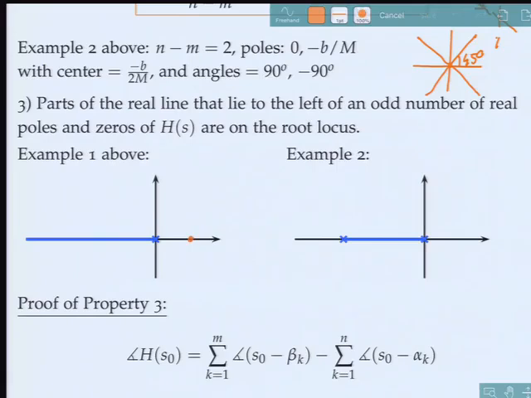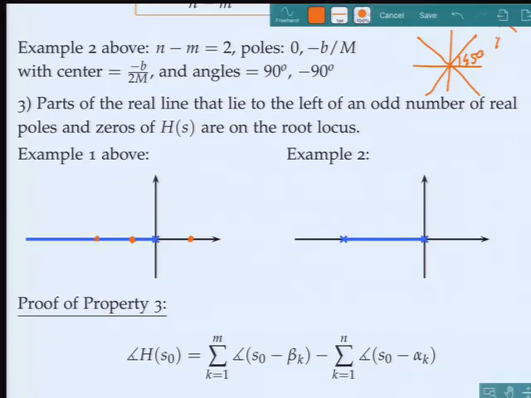In this example, if you're wondering if this point is on the root locus, you ask yourself, is there anything on my right? Nothing. So you're not on the root locus. The moment you cross a pole, you have an odd number of poles on your right, one pole, and that makes you lie on the root locus. So the rule is that if you have an odd number of poles and zeros to your right, then you're on the root locus.